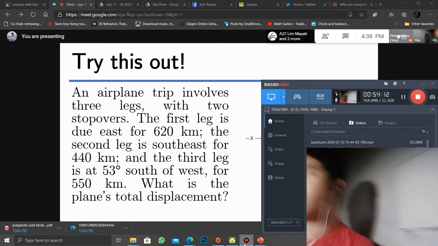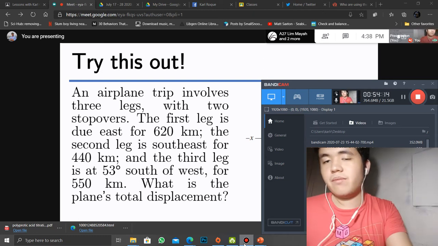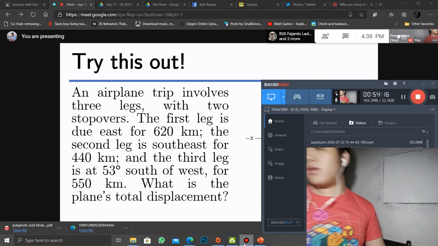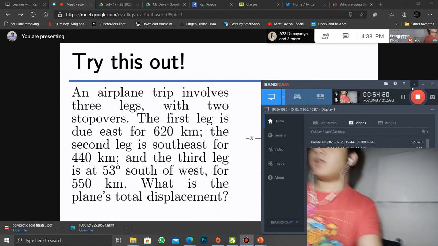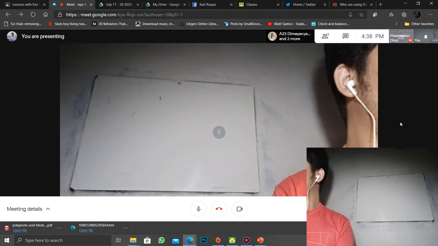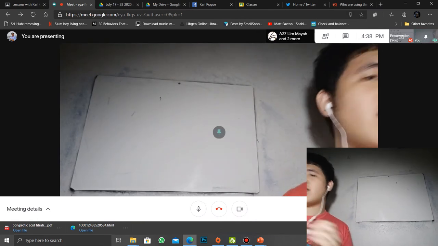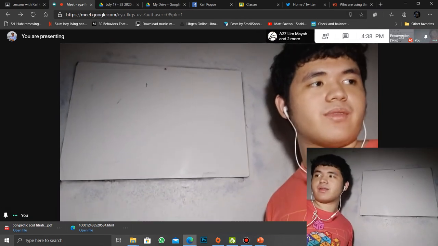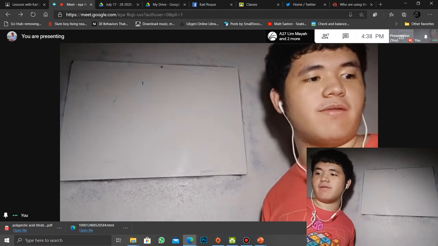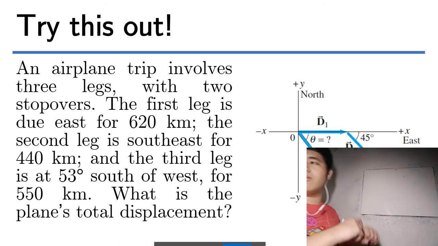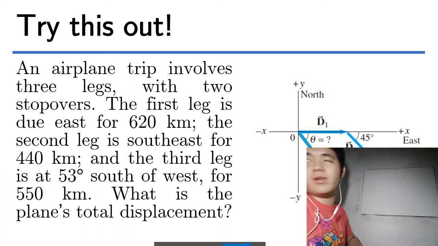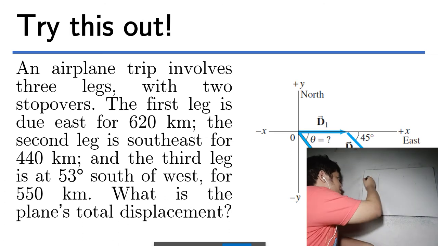Okay, so here let me discuss. It's like this, let's look at the board. I'll draw the figure. Look at the PowerPoint for the given. It goes like this. So, first leg is due east. So, let's draw a Cartesian plane.